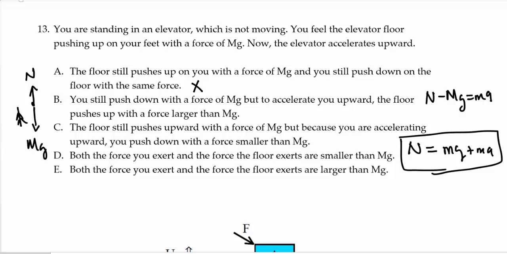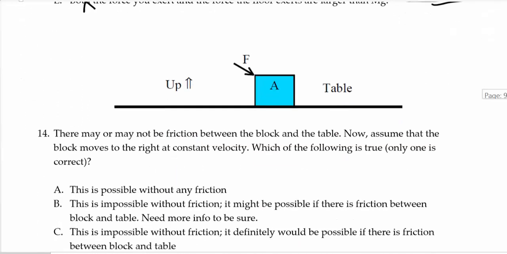B, you still push down on the floor with a force mg, but to accelerate you upward, the floor pushes up on you with a force larger than mg. This is true. So the answer is B. There will be a question similar to this in the test.